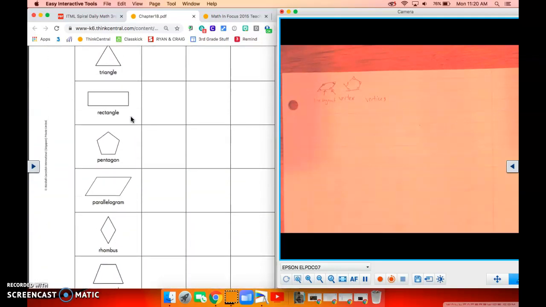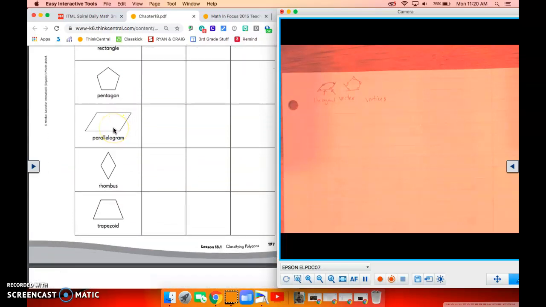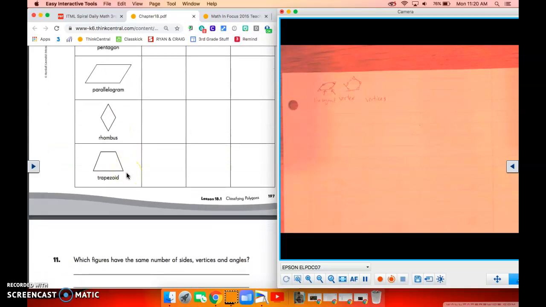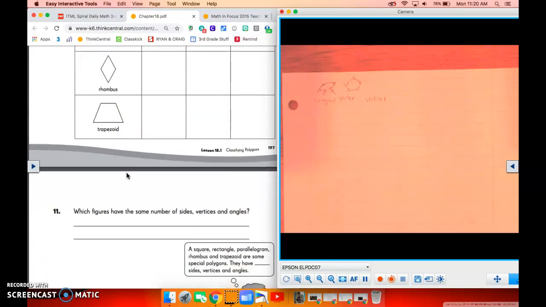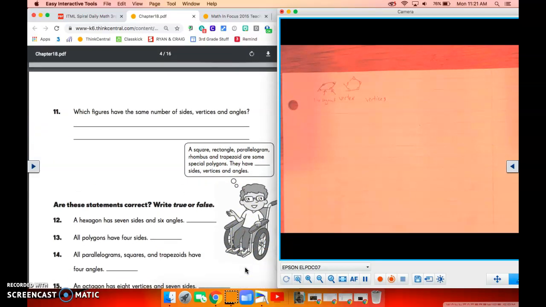It's asking you which one. So like rectangle has 4, 4, and 4, right? Parallelogram, 4, 4, and 4. Rhombus, 4, 4, and 4. Trapezoid, 4, 4, and 4. So those would be your answers there. A square, rectangle, parallelogram, rhombus, and trapezoid are some special polygons. They have 4 sides, vertices, and angles.